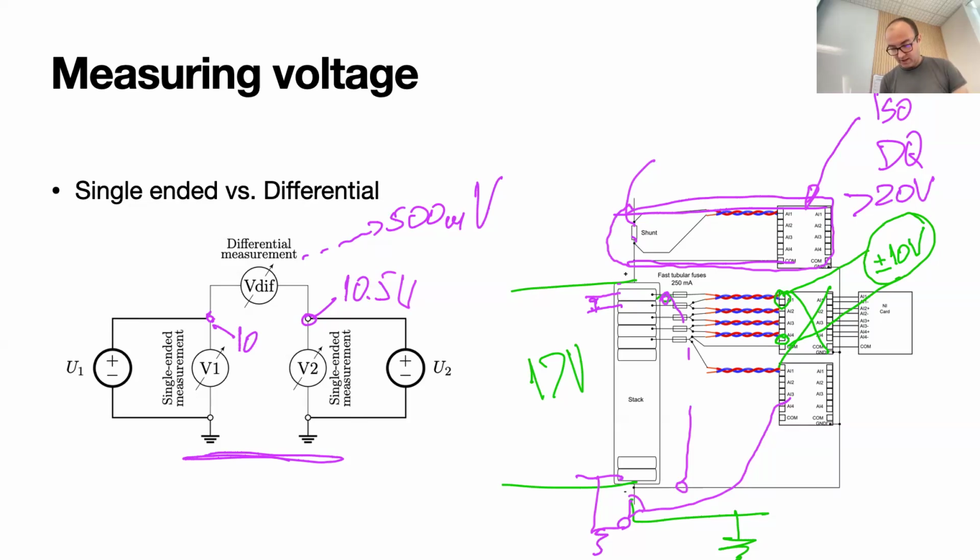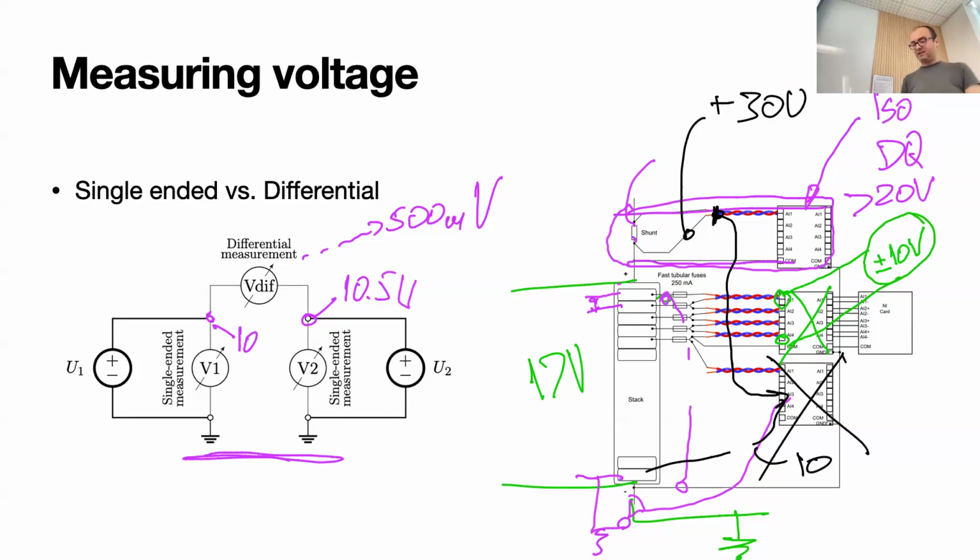Because imagine if somebody connected these wires somewhere here. Among these two, this wire will be at plus, I don't know, 30 volts, and this wire here will be around 10, and there will be a huge difference, and some of these data acquisitions would burn out immediately. That is why we have to take care of this.